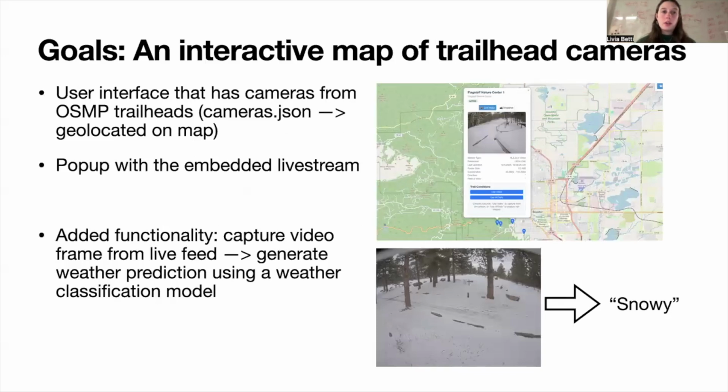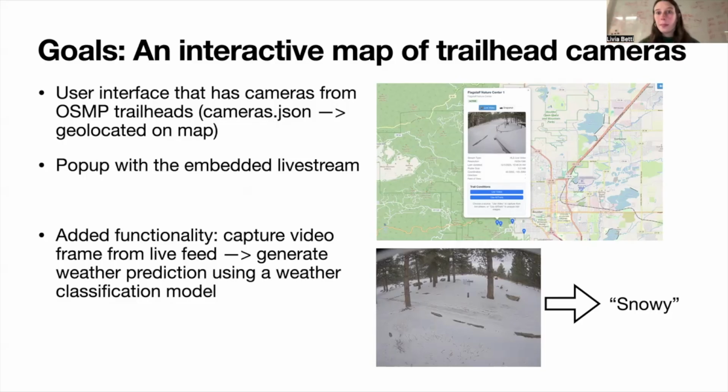So my goal is a user interface that has all of these cameras from the OSMP Trailheads website. So these are compiled into this cameras.json file and then geolocated on a map. And then there's this pop-up with this embedded live stream, so you can see the trail conditions. And then I added this functionality where you can capture a video frame from the live feed and then generate this weather prediction using a weather classification model.